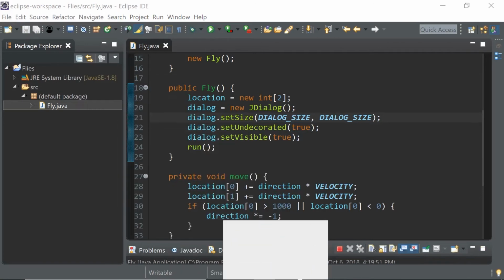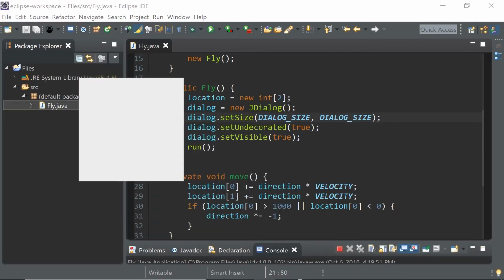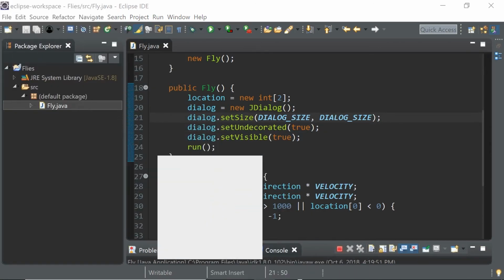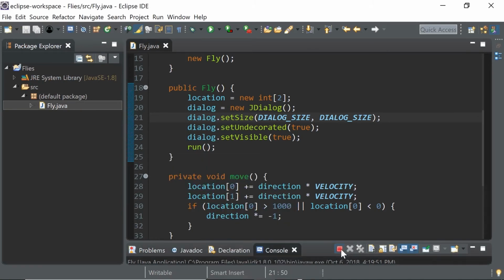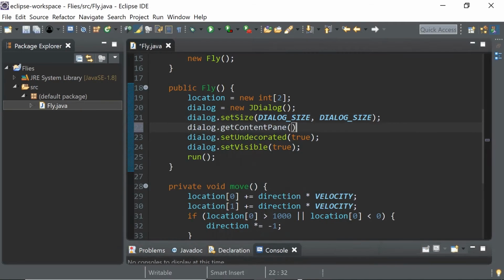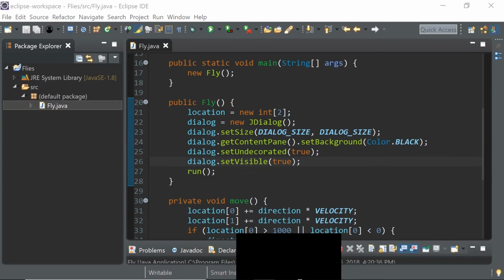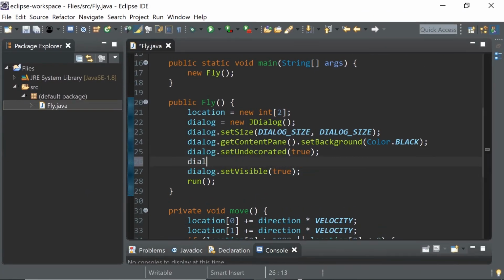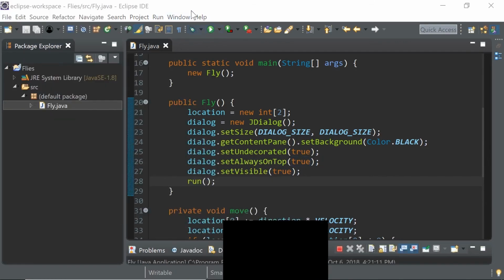It's actually how I got the idea for this project. I was looking at the docs for the JDialog class and found out that you could remove the frame and the border from the thing and force it to always be on top of other windows. I thought that seemed like very fly-like behavior.